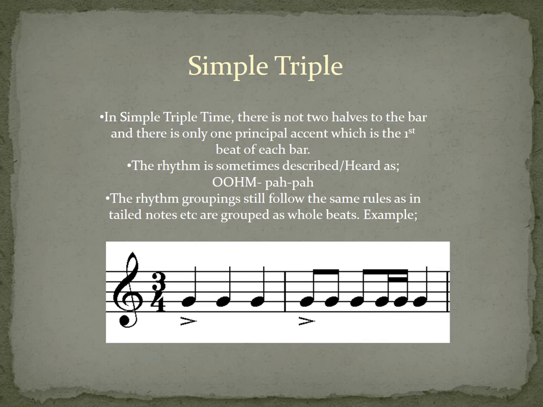second and third. Now, the rhythm groupings still follow the same rules as the quadruple time, i.e. as the tailed notes, etc., are grouped as whole beats. Okay, there's an example you can see below.